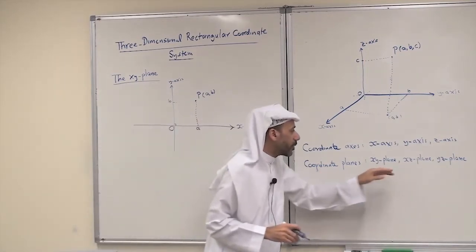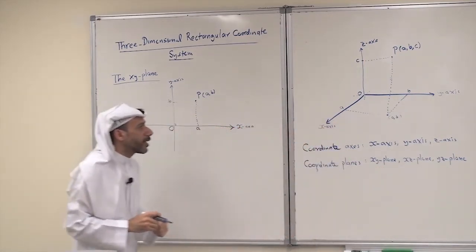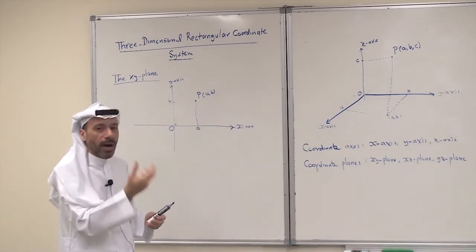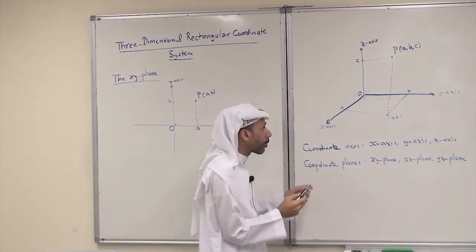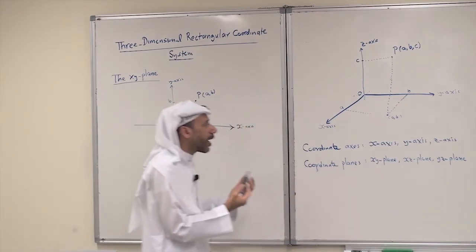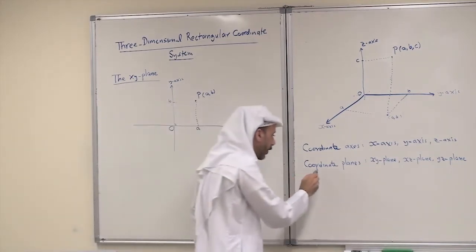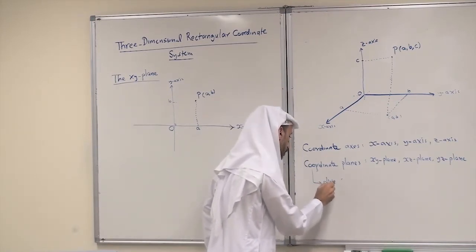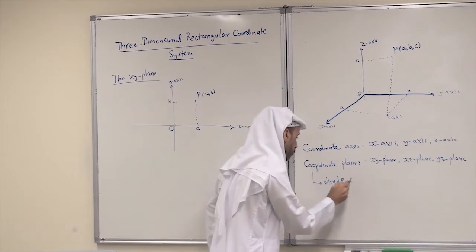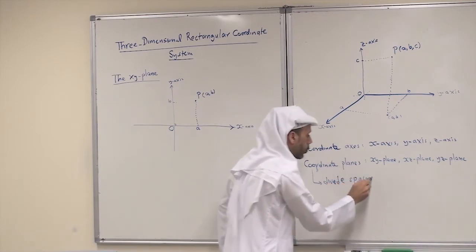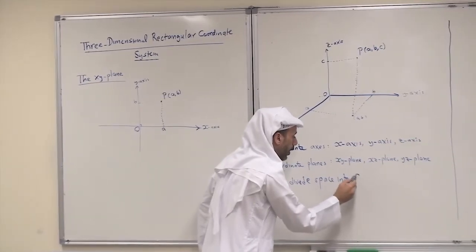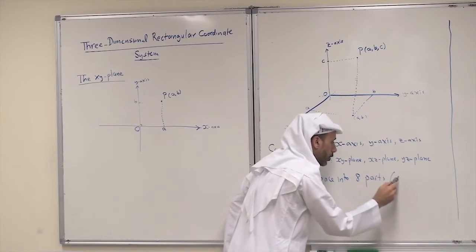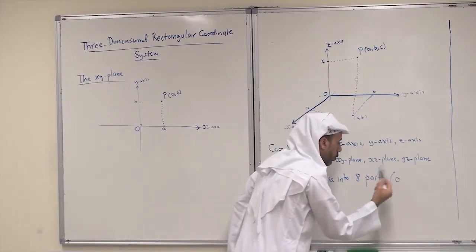These three coordinate planes divide space into eight parts. Each part is called an octant.